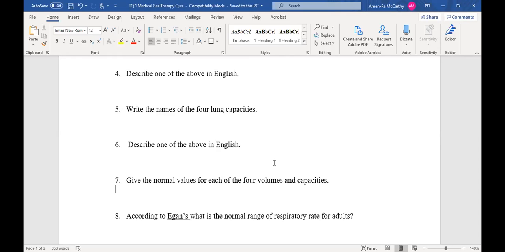Ms. Cummings, tell me another one. Another volume. I guess ERV, expiratory reserve volume. Explain that in English. It's what you can exhale after a normal exhalation. Good, good. So the amount of gas you can exhale after a normal exhalation. Good. That's my ERV.